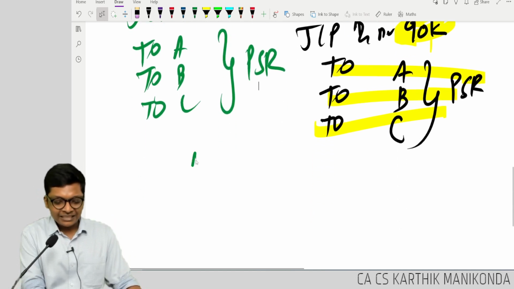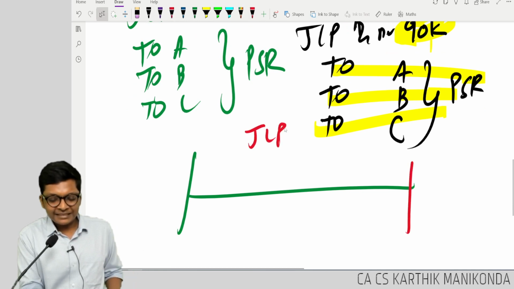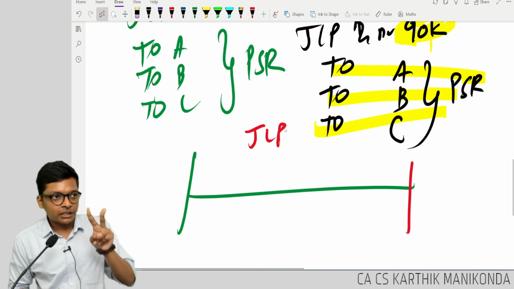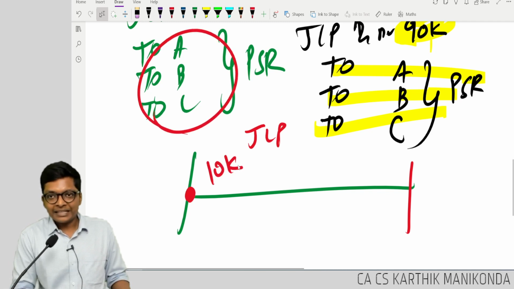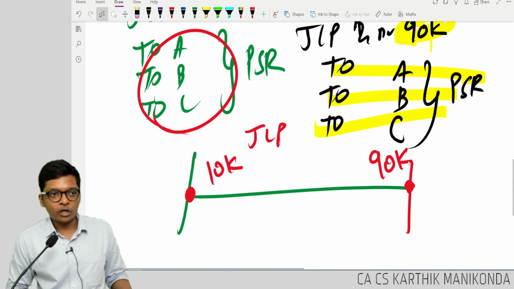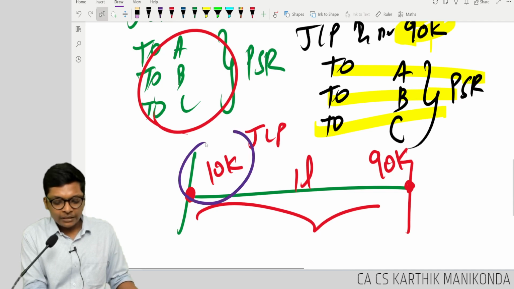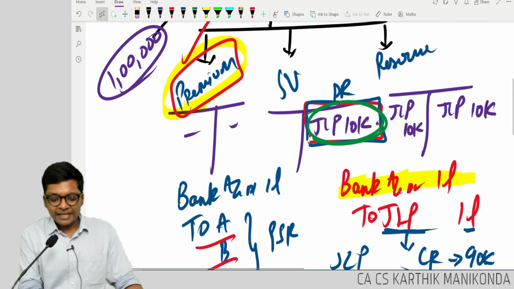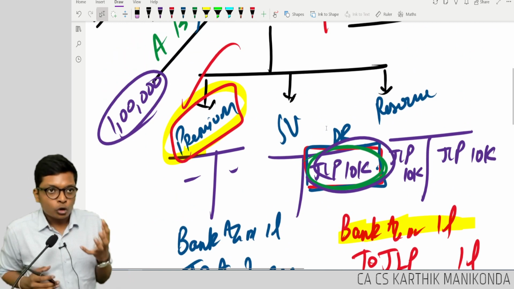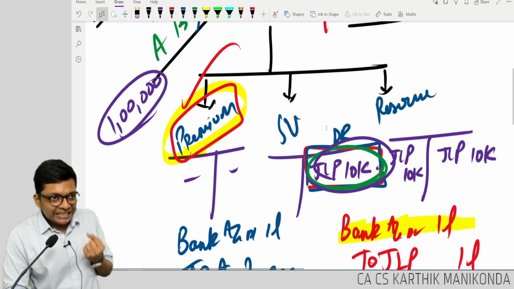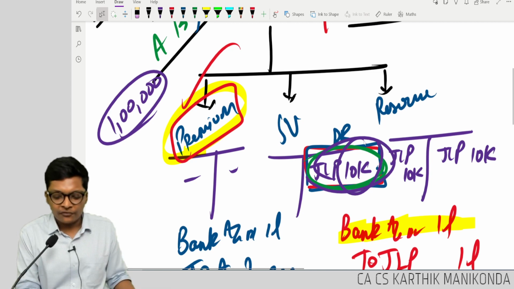That means in the surrender value method, I'll make a statement, tell me if it's correct. When JLP is taken, partners are given benefit twice. When JLP is created, they are getting benefit of 10,000. When partner dies, they are getting benefit of 90,000. Cumulatively, they are getting 1 lakh. Sir, how can I give the money to partner before getting the money? Because JLP has a surrender value of 10,000. What do you mean by surrender value? If you close the policy earlier before the death of the party, you will get minimum guaranteed money of 10,000.